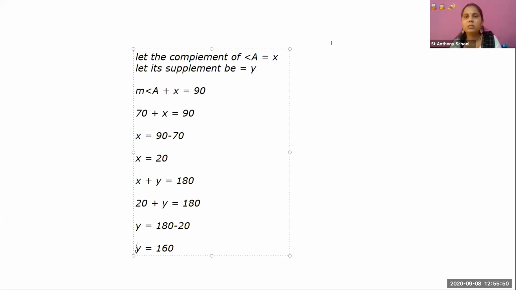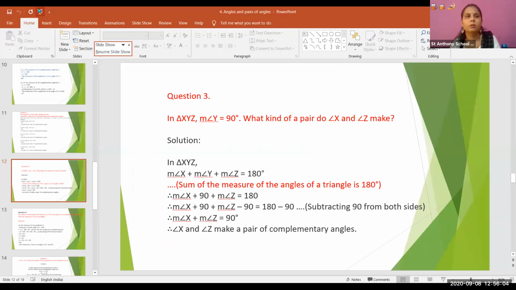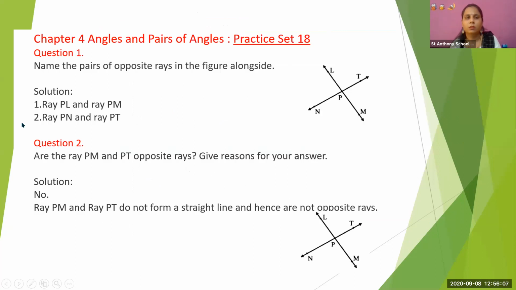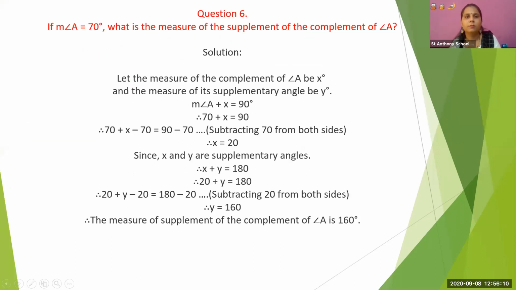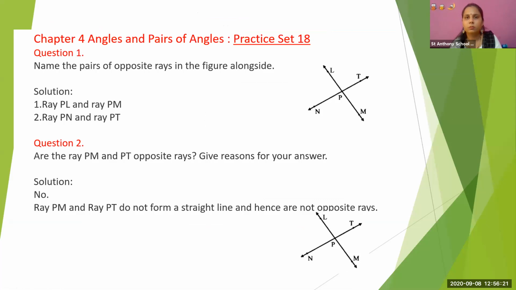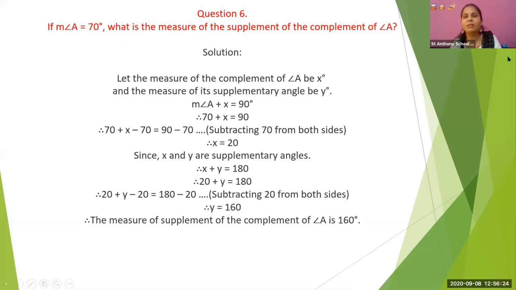Okay, so this is all about practice set. So y is equal to 160 degrees. Therefore, the measure of the supplement of the complement of angle A is equal to 160 degrees. So this is all about practice set 17. I hope you understood this chapter, this practice set, very well.